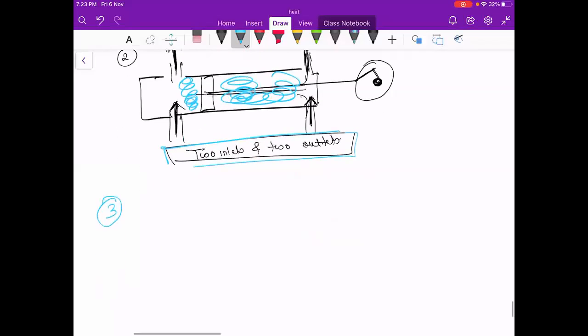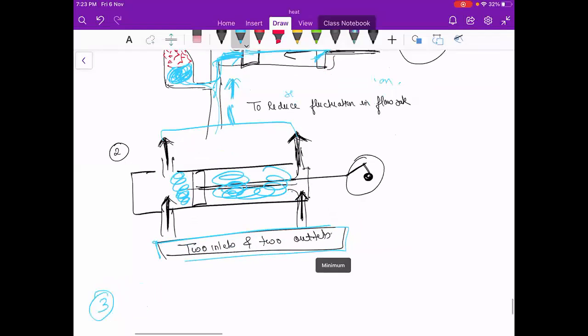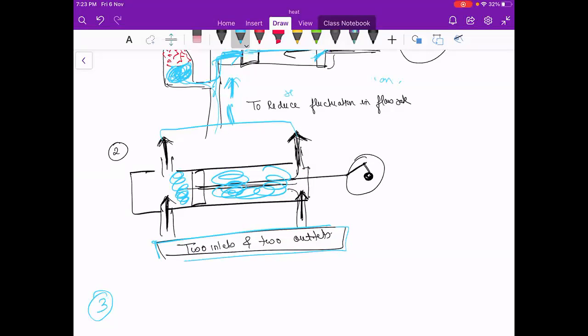So now everyone is comfortable with how to reduce the fluctuation? Everyone is clear?